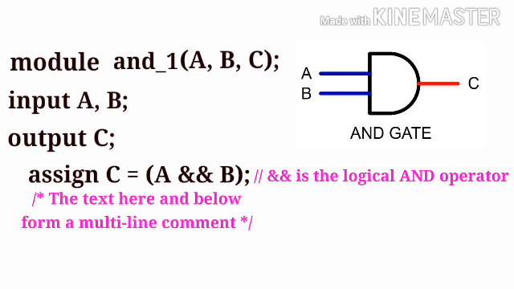Multi-line comments begin with a slash and an asterisk symbol and are terminated with an asterisk symbol and a slash. Note, Verilog is case sensitive, which means that uppercase and lowercase letters are distinguishable. Now we end the code with endmodule. Let us move on to the next type, behavioral description.